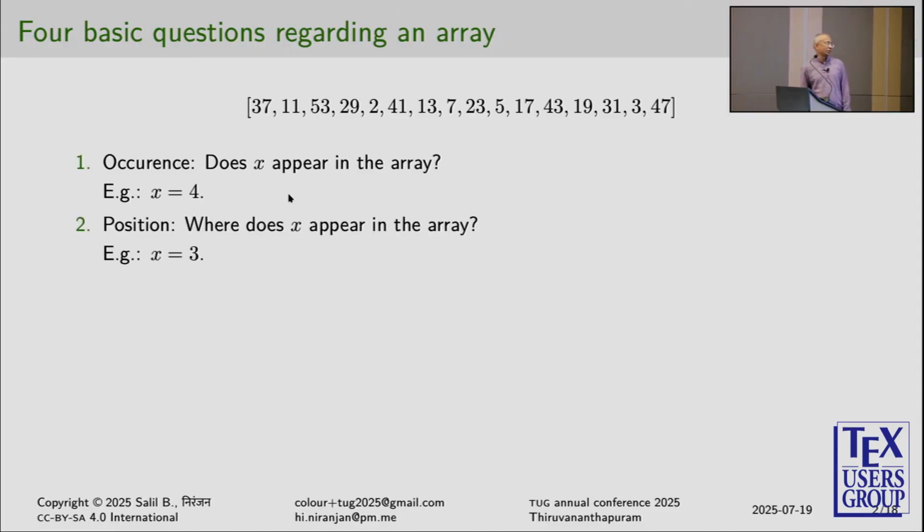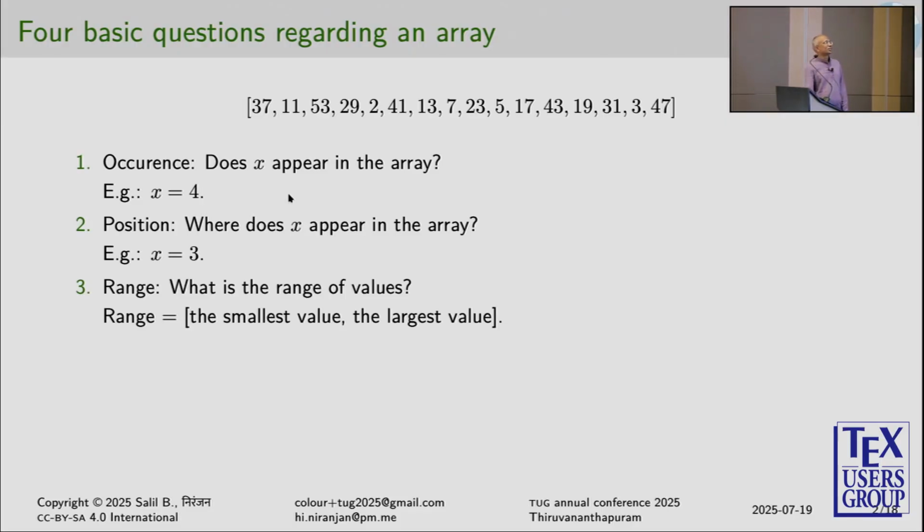Next question, position. Where does X appear in the array? Say X is 3. Where does it appear? Quick. Second last. That was quick. Probably because you had seen the array for some time. Range. What is the range of values? So range is basically the smallest value and the largest value, just 2 numbers. 2 to 53, that's correct. But please note that it took you some more time. Okay?